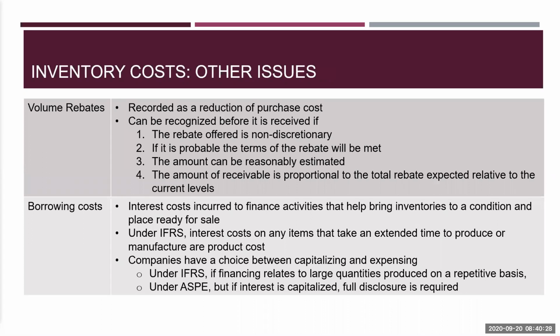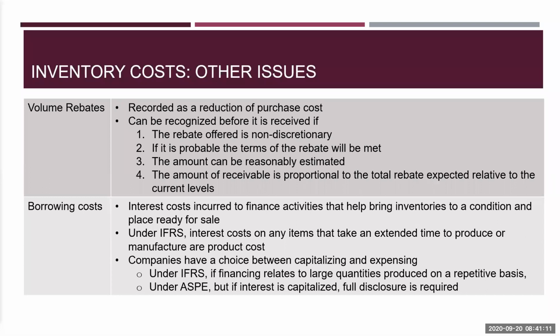Now, the other issues with the inventory cost are items such as the volume rebates and the borrowing cost. So the volume rebates can be recorded as a reduction of the purchase cost, and it can be recognized before it is received, if and only if the rebate offered is non-discretionary, if it is probable that the rebate will be met, the amount can be reasonably estimated, and the amount of receivable is proportional to the total rebate expected relative to the current level. Okay, so we are recording our purchases net of these rebates.